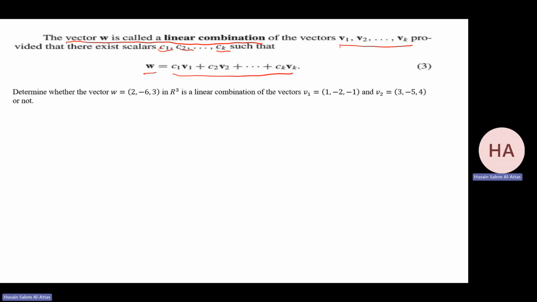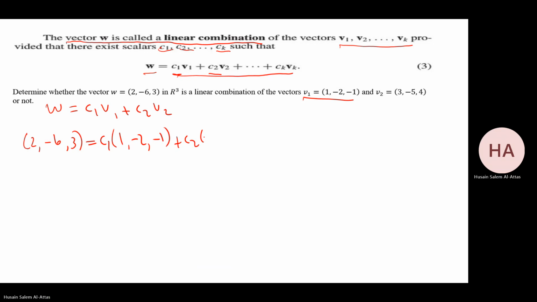Now determine whether the vector is a linear combination or not. How to check that? Easily. We say, can I find C1, C2 so that W is a linear combination of those? So can I have W equals C1 V1 plus C2 V2? That means, can I have this equal C1 times V1, which is 1, minus 2, minus 1, plus C2 times 3, minus 5, and 4.